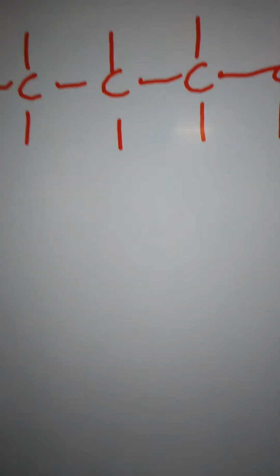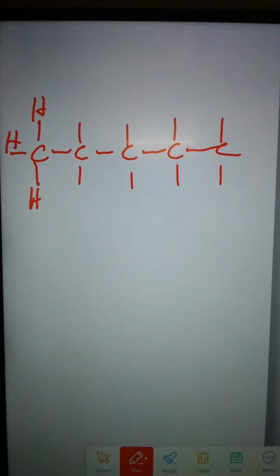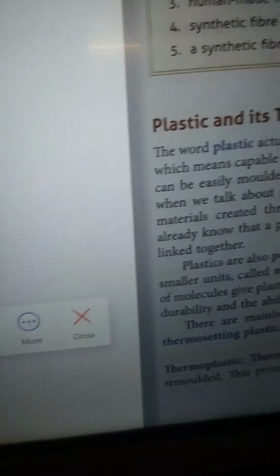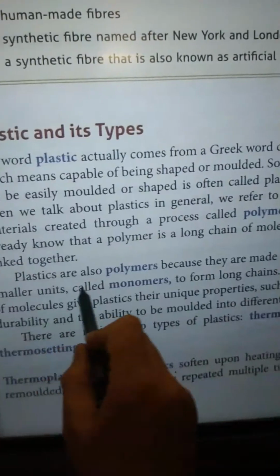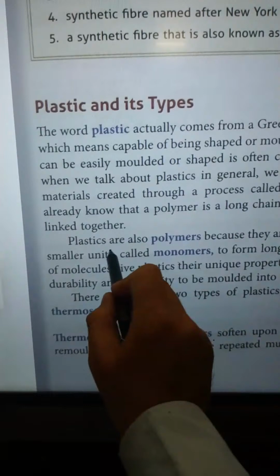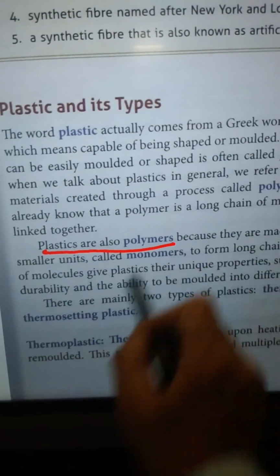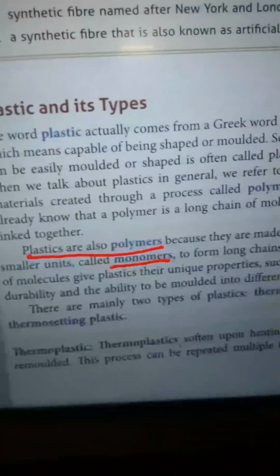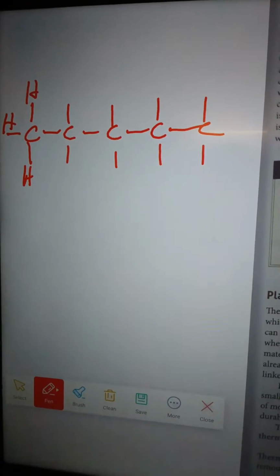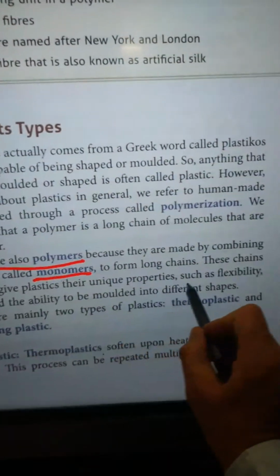Now we have read that plastic is bad for the environment. What is the reason? The reason is that plastic comes in the form of chains and these chains you cannot break easily. We will read about that, but let's see what plastics are. Plastics are polymers because they are made by combining monomers to form long chains. So I have given you an example of a long chain compound, which is a unique property.